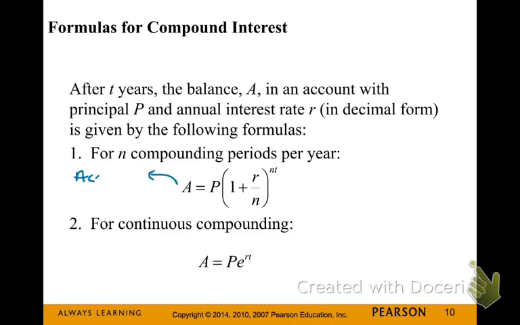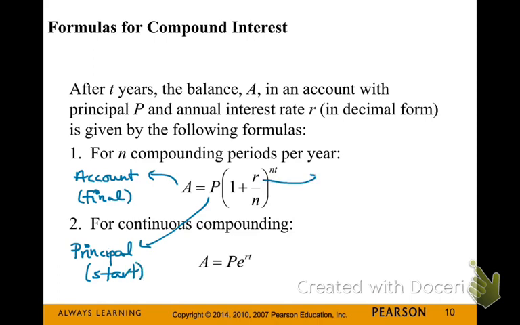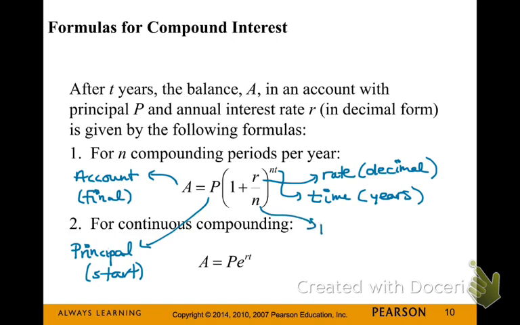So A is going to be that account or that final amount. We can think of P as the principal or the starting amount. And then we have R, which is going to be our rate, which is usually given to us as a percentage, but we're going to write as a decimal. The T is going to be our time, which is going to be years in these problems. And then N is going to be the number of compounding periods or times per year. So if it was monthly, 12, biannually, 2, daily, 365.